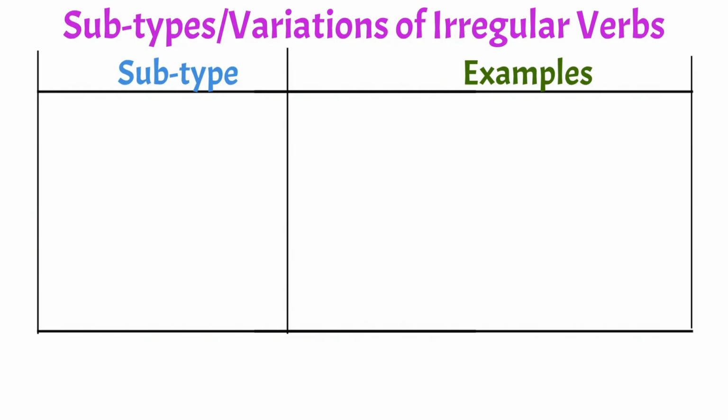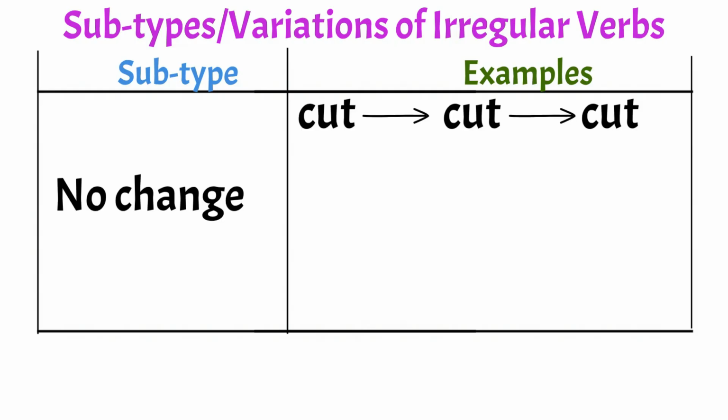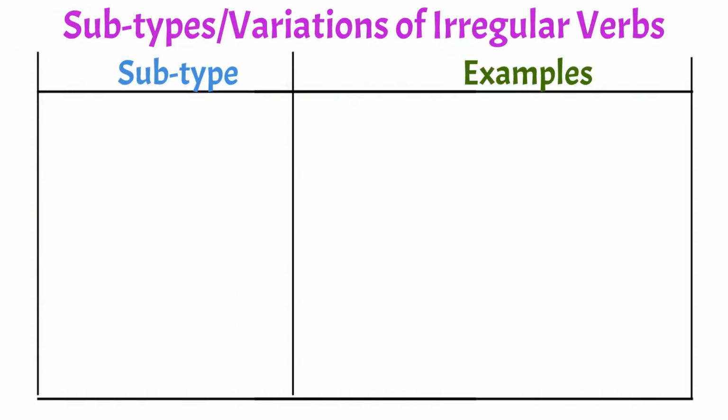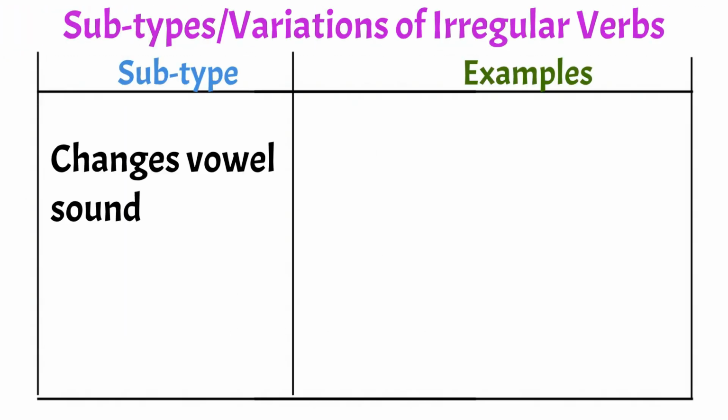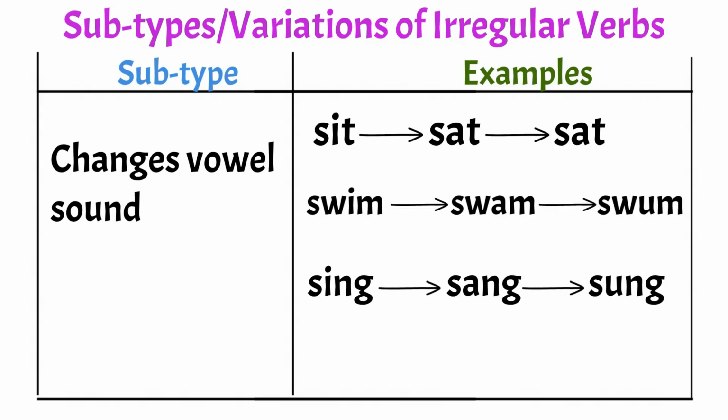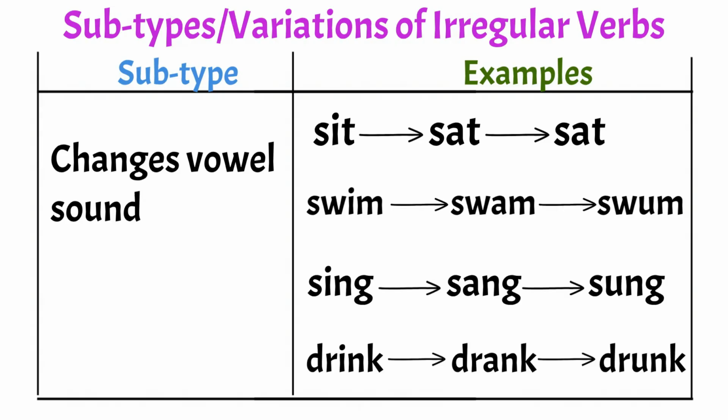1. Those that do not change at all. For example, cut will still remain cut. Similar verbs include set, hit, and burst. 2. Those that change the vowel sound. For example, sit changes to sat, swim changes to swam, sink changes to sank, drink changes to drank, etc.